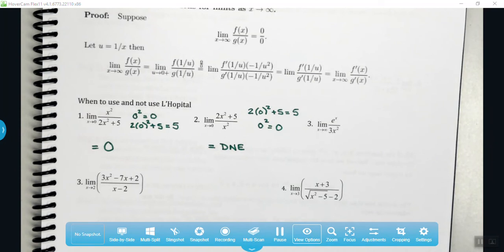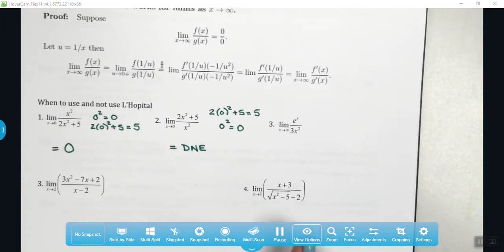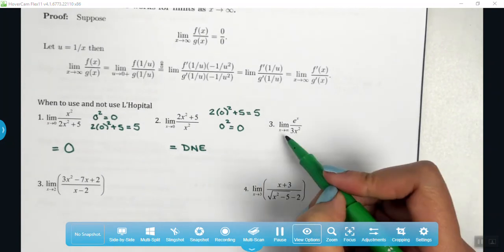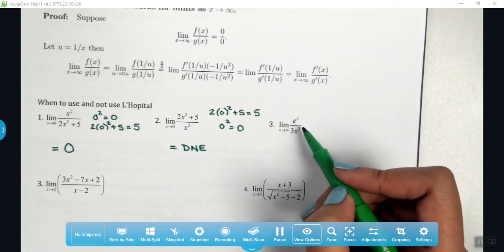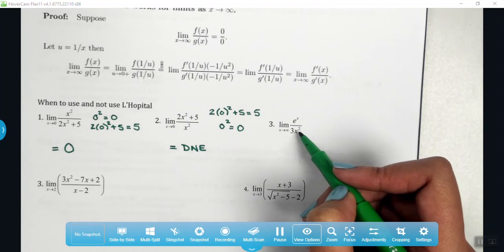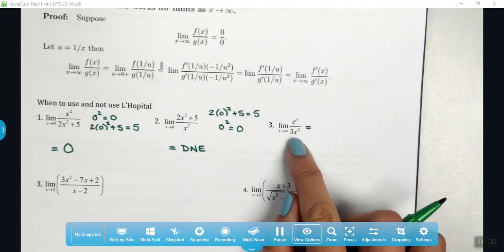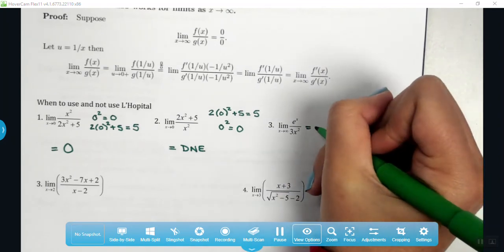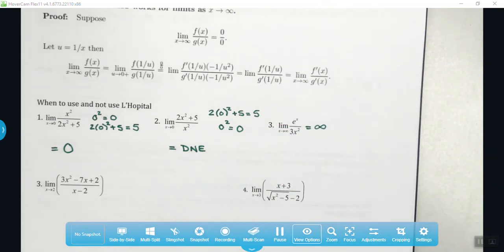All right, number 3. Should I use L'Hopital's for this one? We're going to infinity, so remember, we're looking for which one gets bigger. Does e to the x get bigger or 3x squared get bigger? e to the x gets bigger, so we don't need to use L'Hopital's for this one. We know that automatically goes to infinity because the top is bigger. If the bottom is bigger, what does it go to? 0. Good.